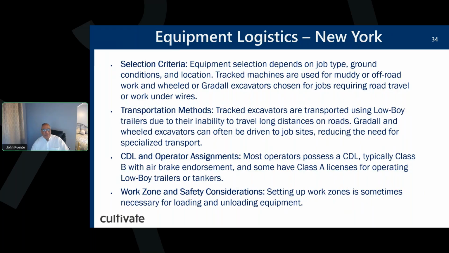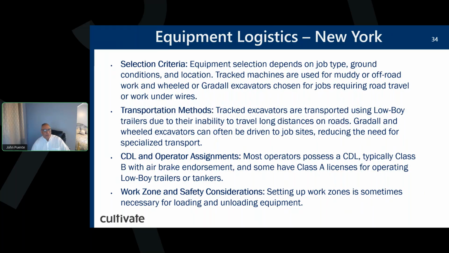The equipment selection was very similar to the other states. They make the choices based on, again, terrain, weather, soil conditions, site situations, those sorts of things. Their equipment operators, they mentioned, have a minimum of a Class B CDL with an air brake endorsement, and some of them have a Class A with an additional trailer endorsement.